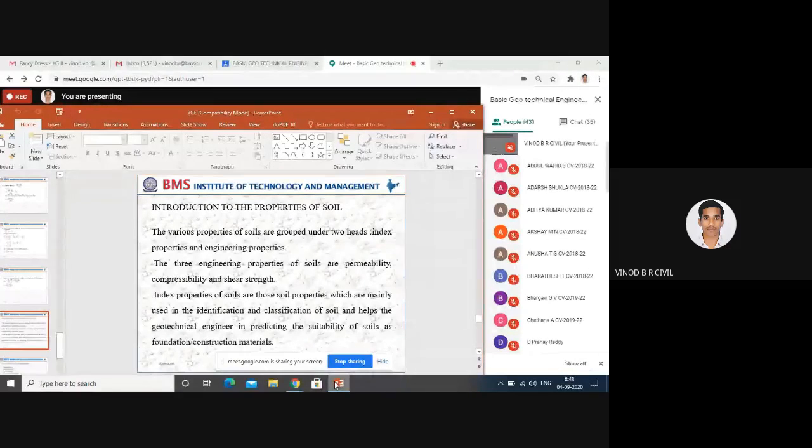As we know, in a soil there are two types of properties: index properties of soil and engineering properties of soil. The engineering properties of soil are permeability, compressibility, and shear strength. Permeability belongs to flow through soils, that is, water passing through the soil media. Compressibility comes under the settlement and consolidation property. And shear strength, as we know, is the c and phi values. c means cohesion and phi means angle of internal friction.